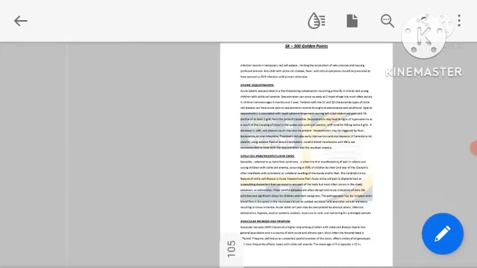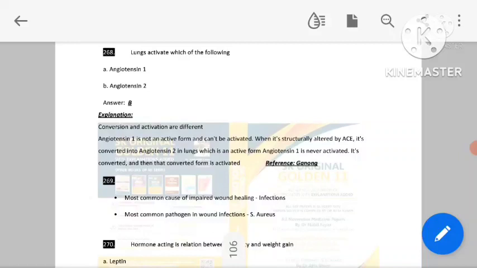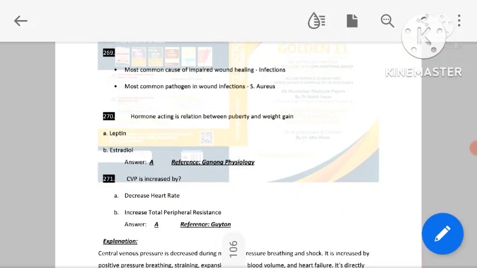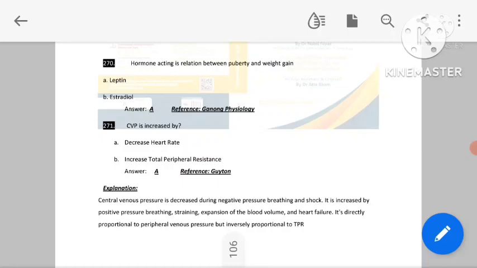Point number 268, lungs activate which of the following? Angiotensin 2. Remember, angiotensin 2 is activated in lungs. Point number 269, the most common cause of impaired wound healing is infections. And the most common pathogen in wound infection is Staphylococcus aureus. Point number 270, the hormone acting in relation with puberty and weight gain is leptin. Point number 271, CVP, central venous pressure, is increased by which of the following? By decreasing heart rate, CVP is increased.